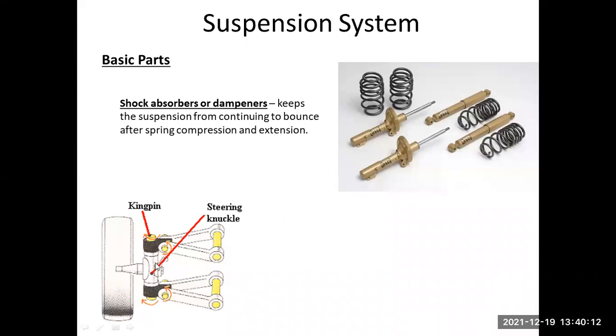Okay, so around this particular kingpin, and this is your axle. This is your axle, or sorry, the wheel. So here you have the control arms, upper control arm and lower control arm, connected to the upper joint and lower joint of the kingpin.